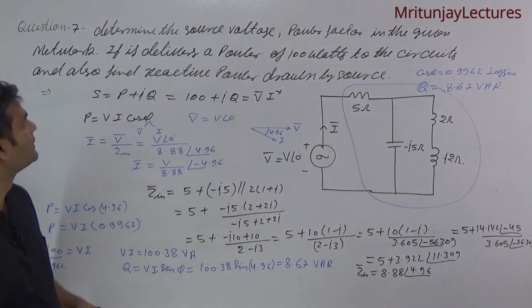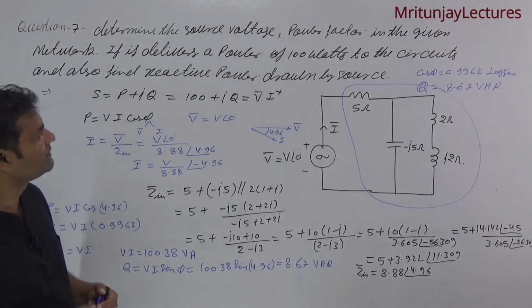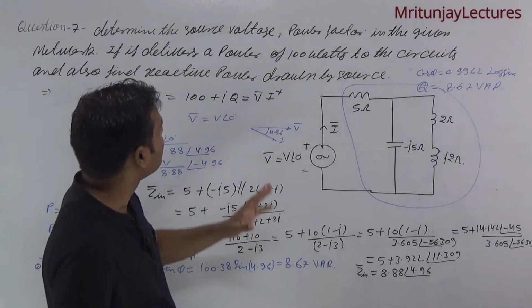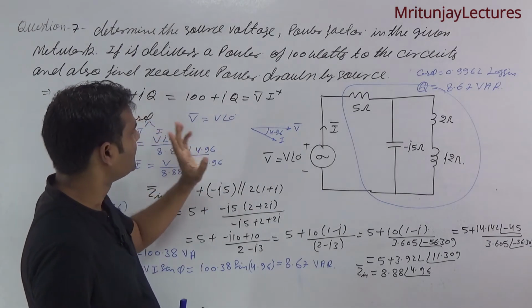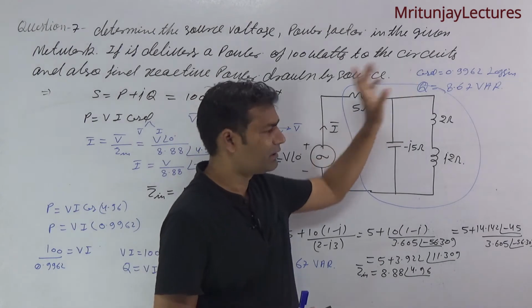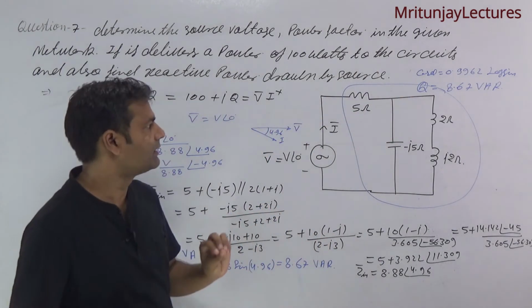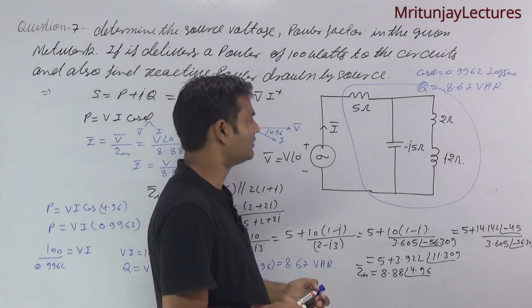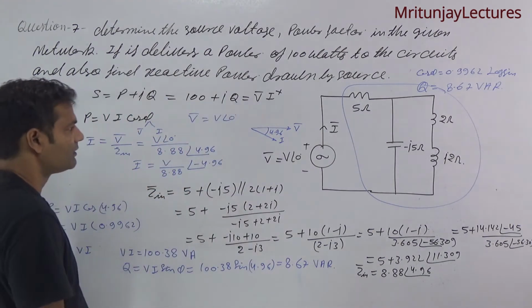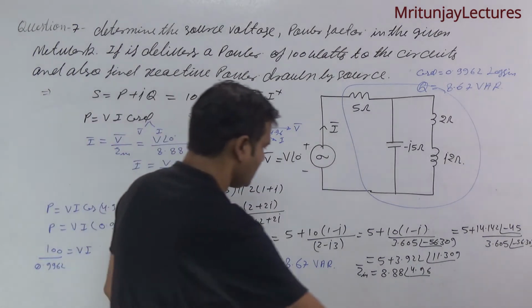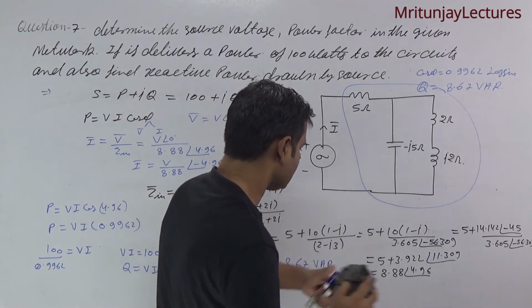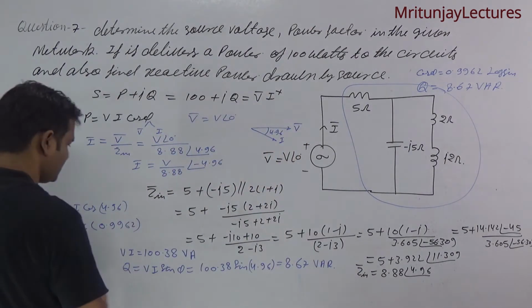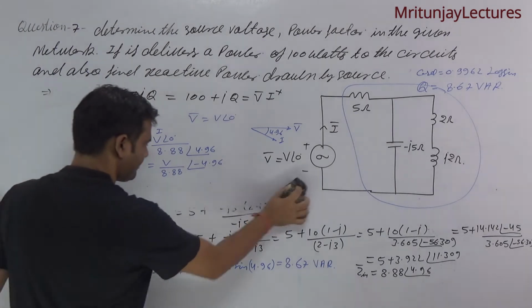Clear or not? Determine the source voltage. Our next target is the source voltage. So first of all, Q and cos phi are clear. Now another way. And what about the source impedance, like this one? So first of all, remove this one.